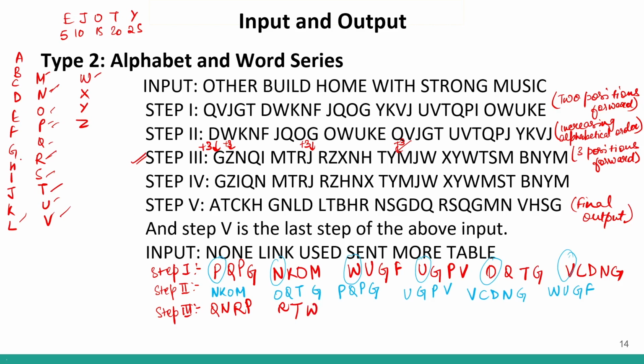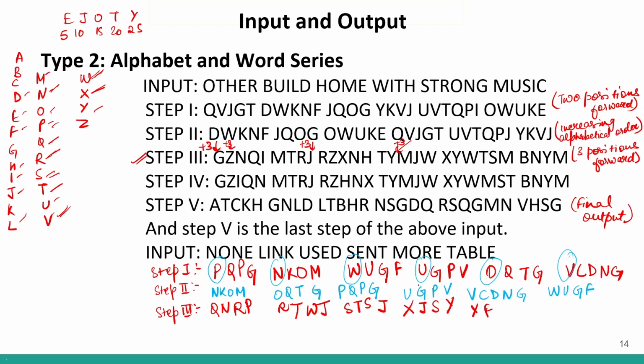G will become what? G will become 1, 2, 3, J. Okay? Then we have PQPG. P will change into 1, 2, 3, S. Q will change into T. G will change into J. Then U will change into 1, 2, 3, X. G will change into J. P will change into S. V will change into 1, 2, 3, Y. Okay? C will change into 1, 2, 3, F. Correct?